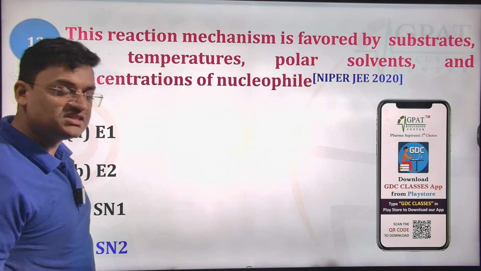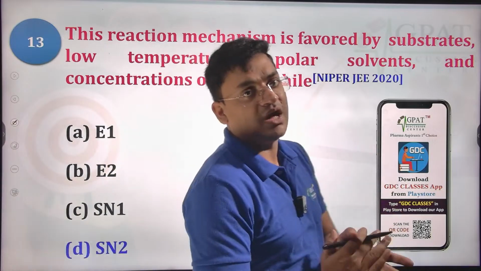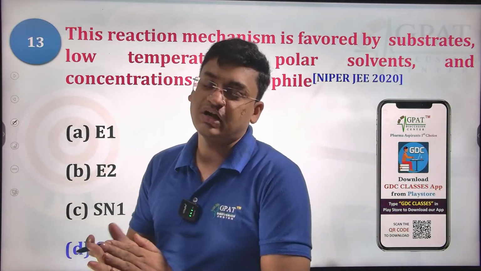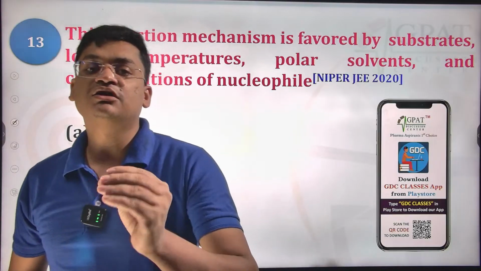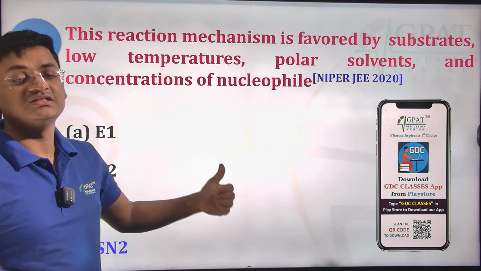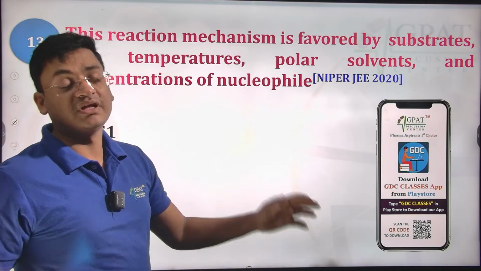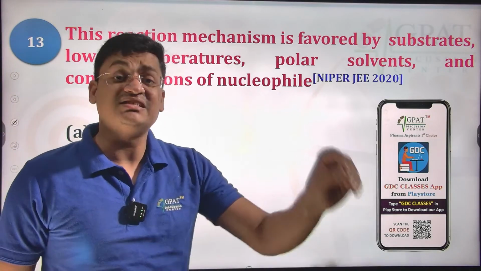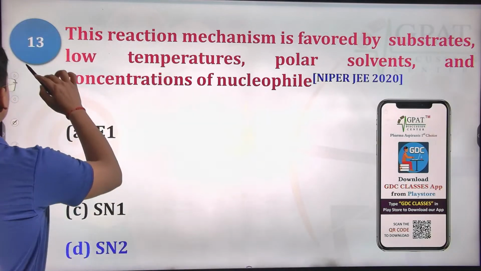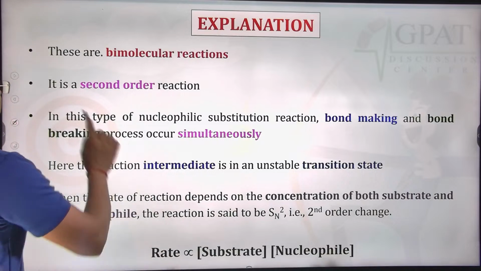In the case of an SN1 reaction, there is no such requirement for the nature of the nucleophile. There is no dependency of the rate of reaction on the concentration of your nucleophile. That's why they are unimolecular reactions, while this reaction is a bimolecular reaction where the rate of reaction depends on the concentration of substrate as well as on the concentration of your nucleophile. So yes, D is the right answer.